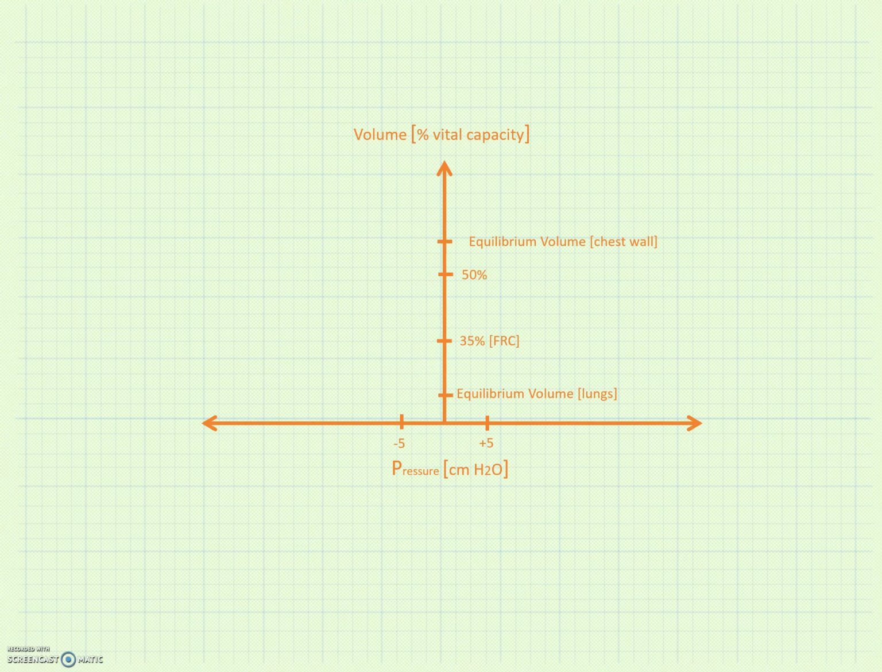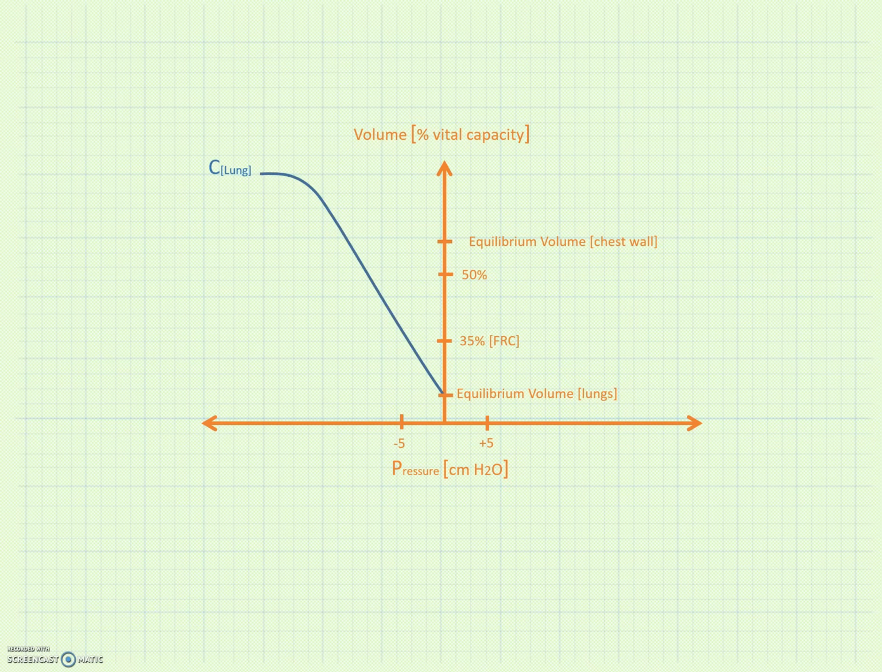So starting off with the basic mechanics of respiration, what we have here on the x-axis is pressure. This is atmospheric pressure. Everything to the left is below atmospheric pressure. Everything to the right is above atmospheric pressure. And then on the y-axis we have volume, and for this particular view it's displayed as percent of the lung's vital capacity.